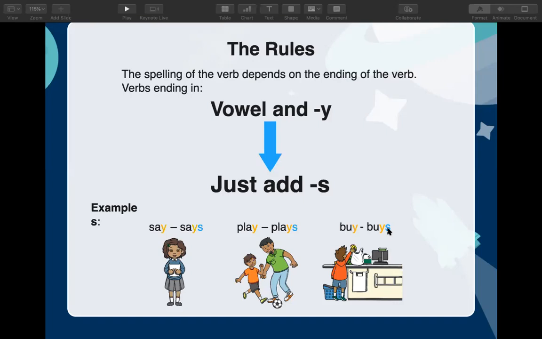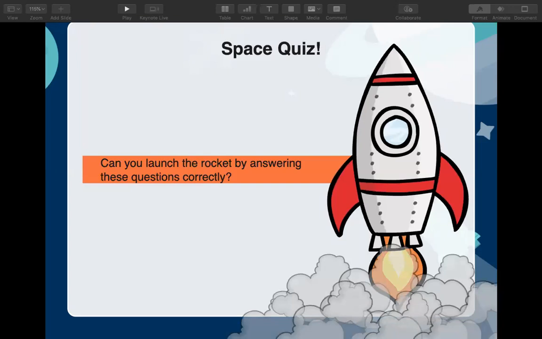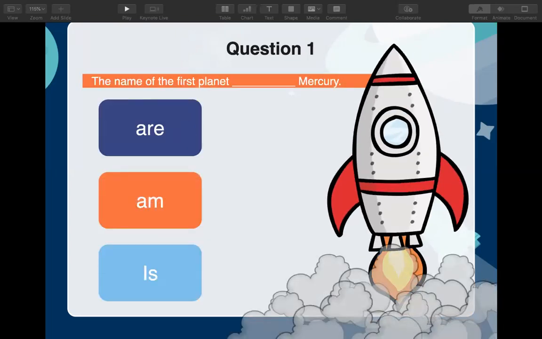So now that we know some important rules of the simple present, let's practice with a space quiz. It says, can you launch the rocket by answering these questions correctly? Let's see. Question 1. The name of the first planet are, am, or is Mercury. All right, guys, for this activity, get your notebook and a pencil and pause the video, then answer individually. And when you're finished, you can press play to see the answer. Then you can check how many you got correct.